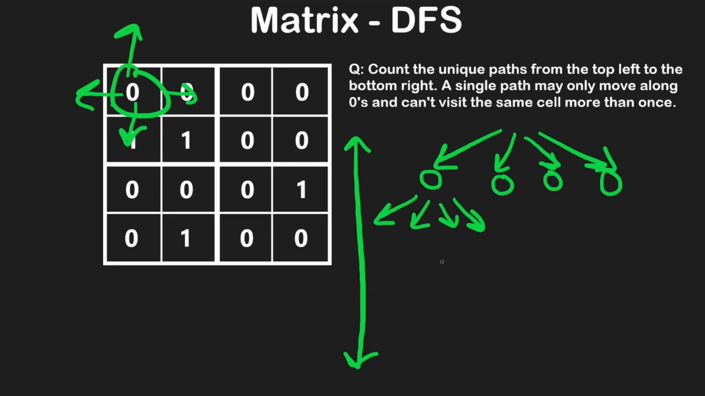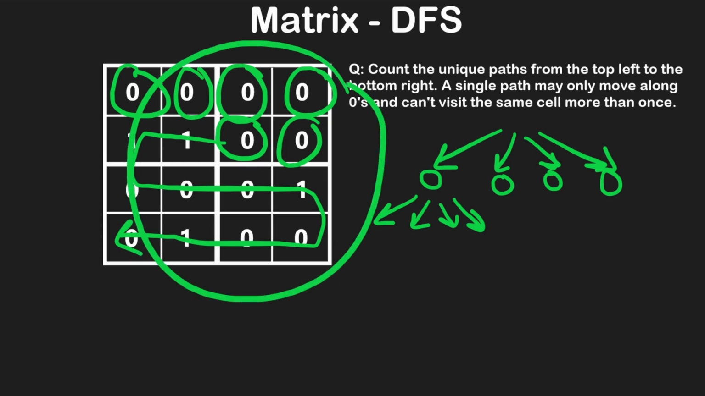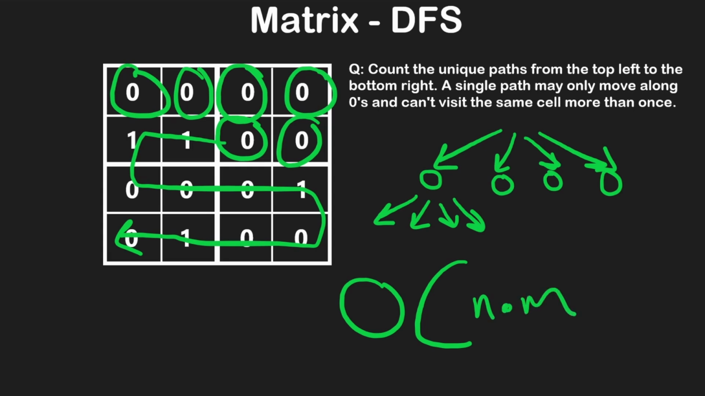Now, the memory complexity would essentially be the recursive call stack. That means when we start at this position, then we make a recursive call here, then a recursive call here, and do that for pretty much the entire size of the matrix. At most, there could be that many recursive calls outstanding at the same time. So we say that the memory complexity is going to be N times M.